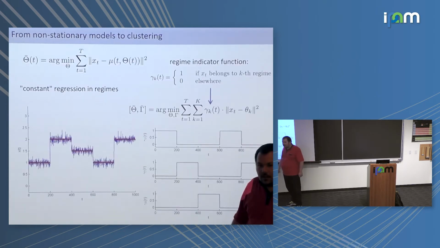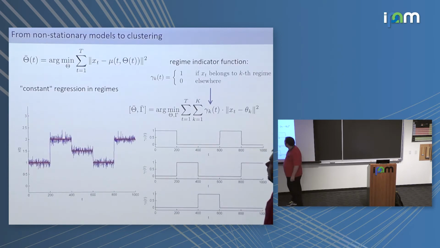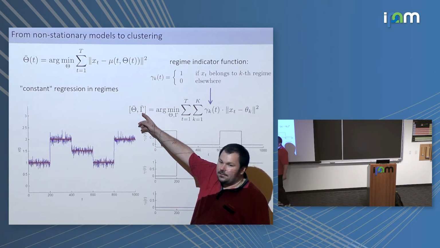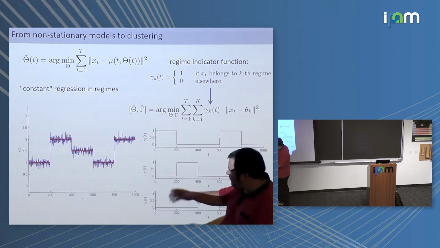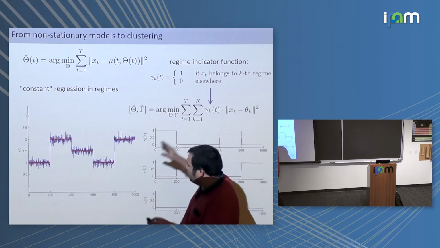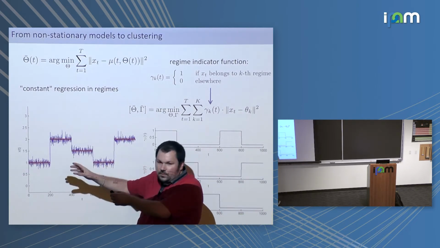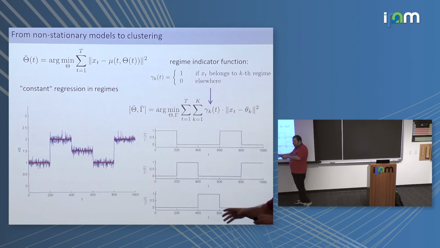Regarding the previous slide, gamma K, do you know it? No, it's an unknown. So this is quite funny because we mix two things together. We don't know the regimes, and at the same time we don't know the parameters on these regimes.